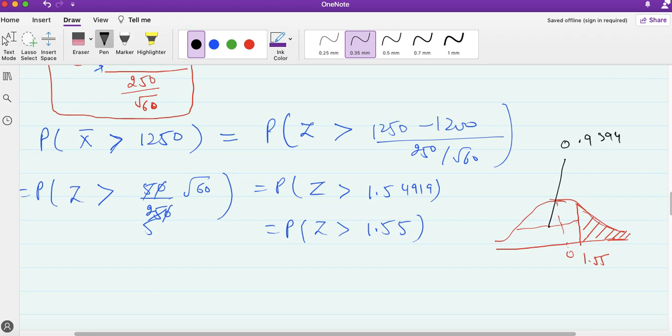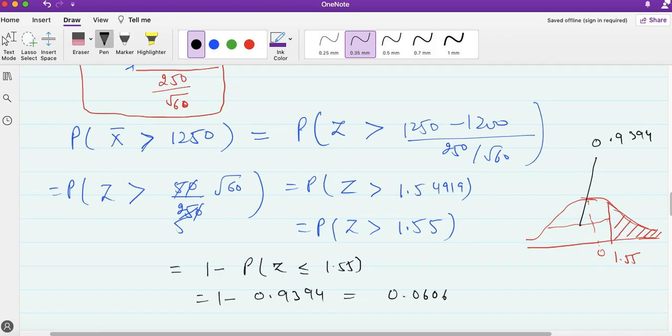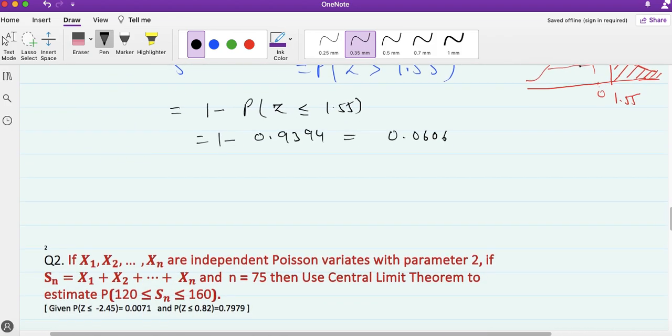The value which is required is on the other side of it. So if I want to find my value, I can say from 1, if I delete the value of z which is less than or equal to 1.55, my answer is obtained. So I'm going to delete the given value from 1 to get my required value. When I simplify it, I'll get 0.0606. So this is the probability of the given question. I hope you got an idea.